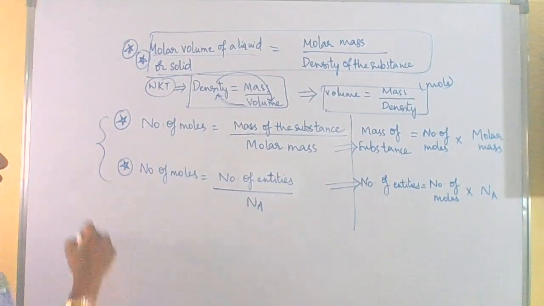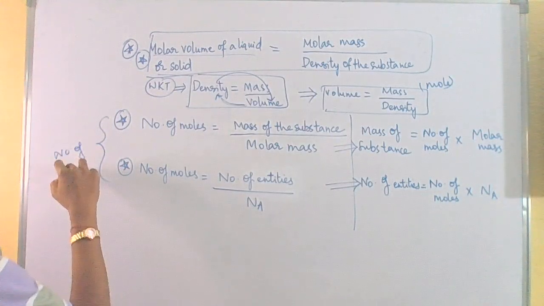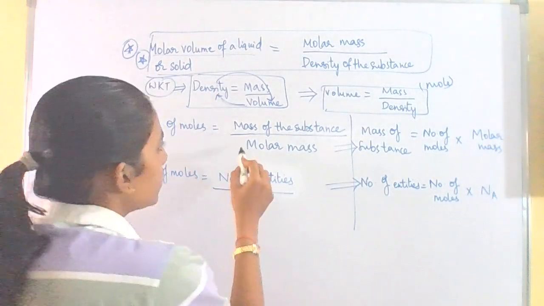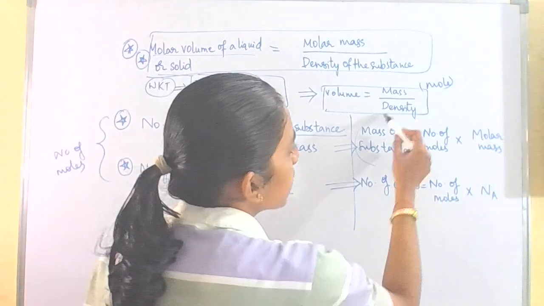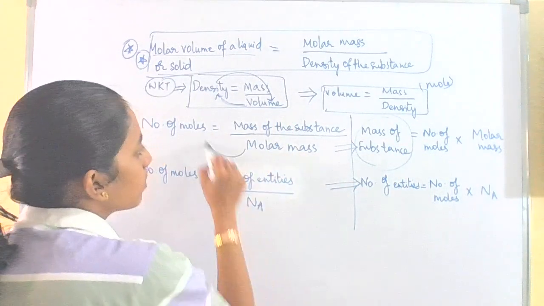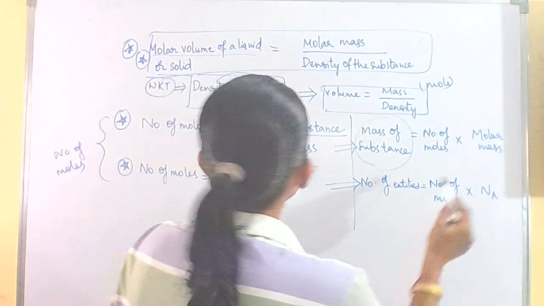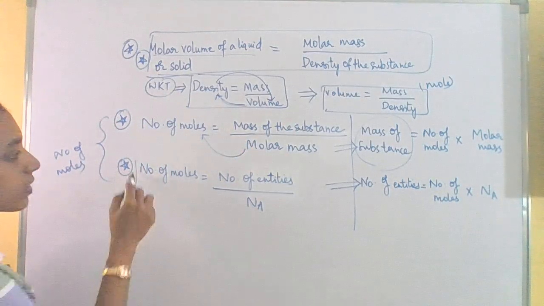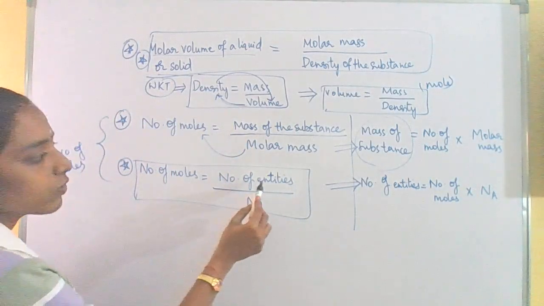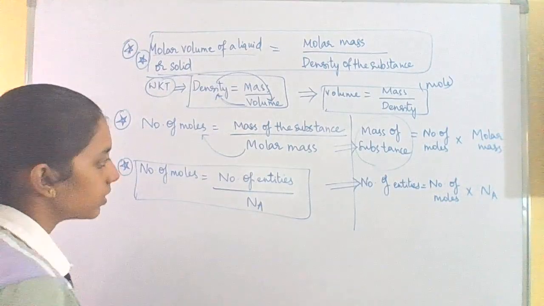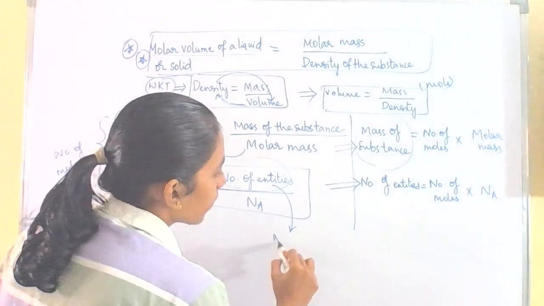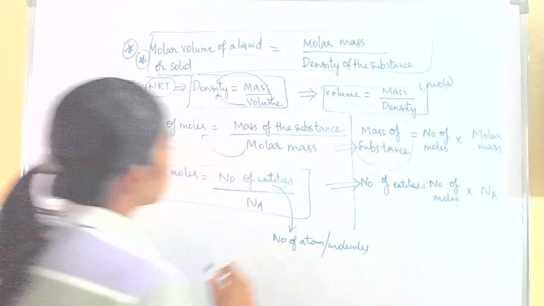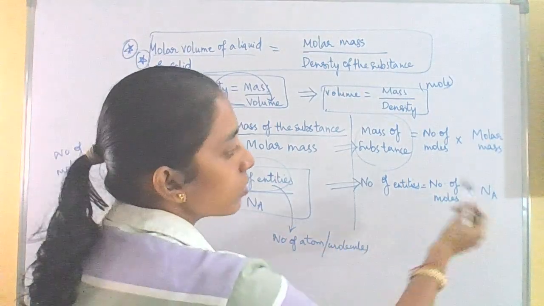Next, number of moles. These two formulae are of number of moles. How to find the number of moles? Number of moles is equal to mass of the substance by molar mass. When you rearrange these terms, you can also write mass of the substance is equal to number of moles into molar mass. And number of moles is equal to number of entities by Avogadro's number. Here number of entities means number of atoms or number of molecules. So number of entities is equal to number of moles into Avogadro's number.